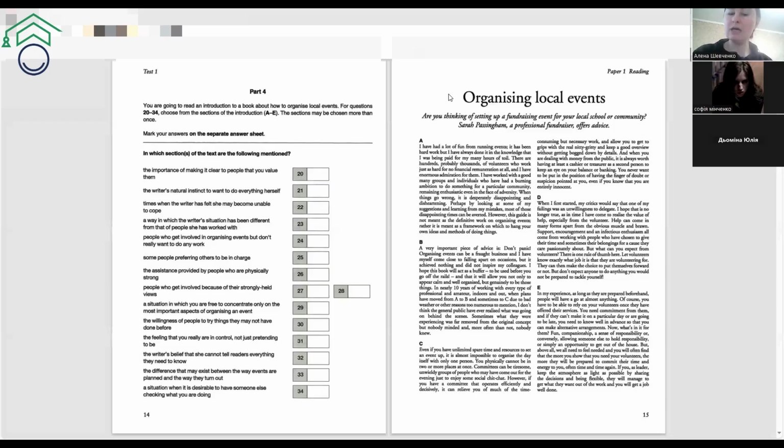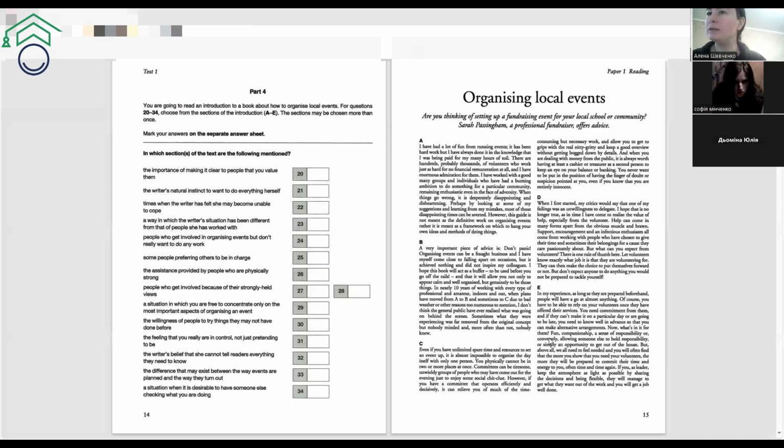Yeah, you're absolutely right. So this is really about number 20. Now let's take a look at number 25. Some people preferring others to be in charge. They are in the middle, almost in the middle of the paragraph, starting with "Now, what's in it for them?" And then it starts.